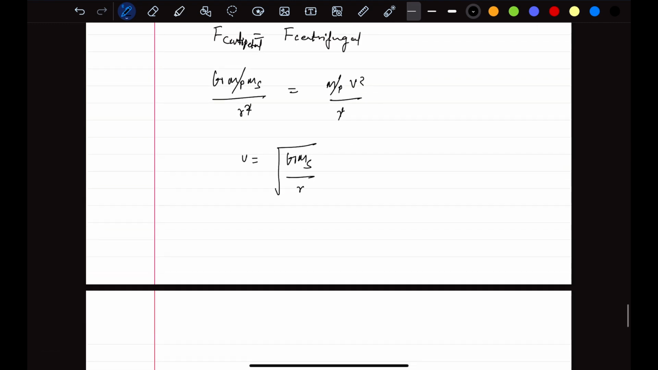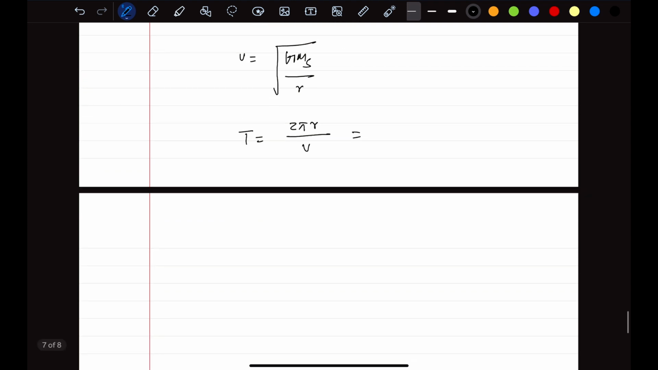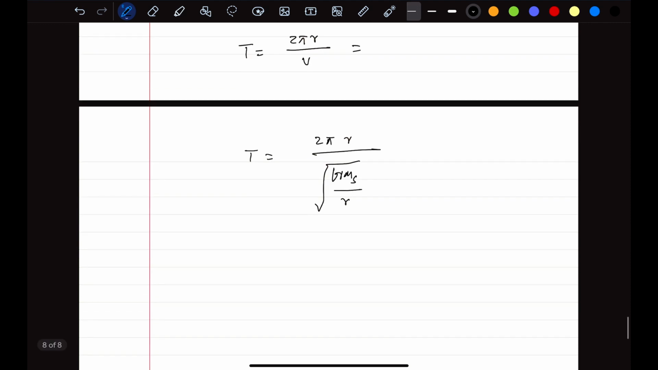Now how do we calculate the time period if the velocity is constant? Time period is total length of path divided by velocity. In this case, to complete a circular orbit, the total length will be 2 pi r, and the velocity is v. So T will be equal to 2 pi r divided by v, where v is root of GM divided by r. So T equals 2 pi divided by root GM multiplied by r to the power 1 minus 1 by 2, so that will be 3 by 2.